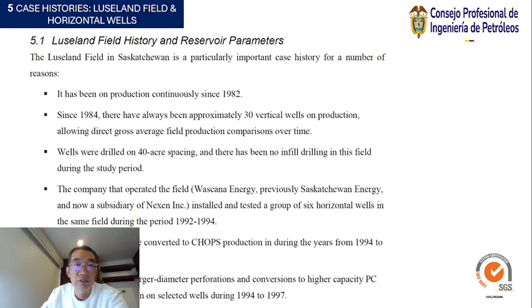The Luseland Field in Saskatchewan is a particularly important case history for a number of reasons. It has been on production continuously since 1982. Since 1984, there have always been approximately 30 vertical wells on production, allowing direct gross average field production comparison over time.